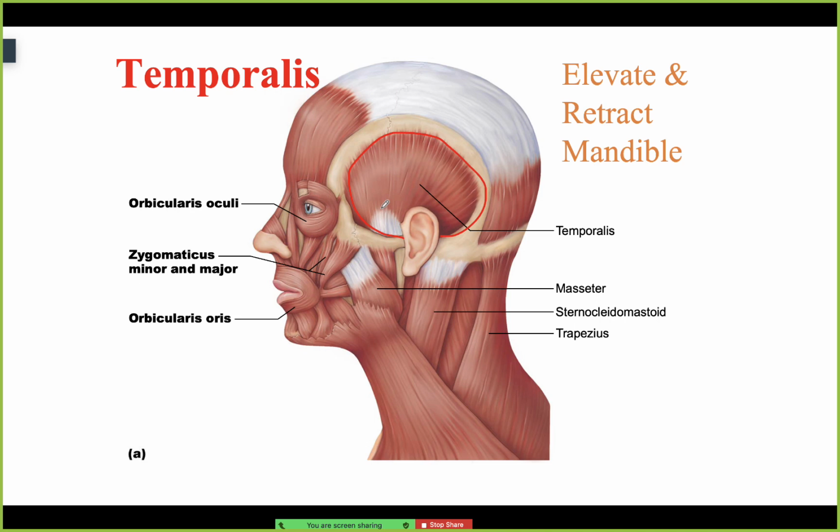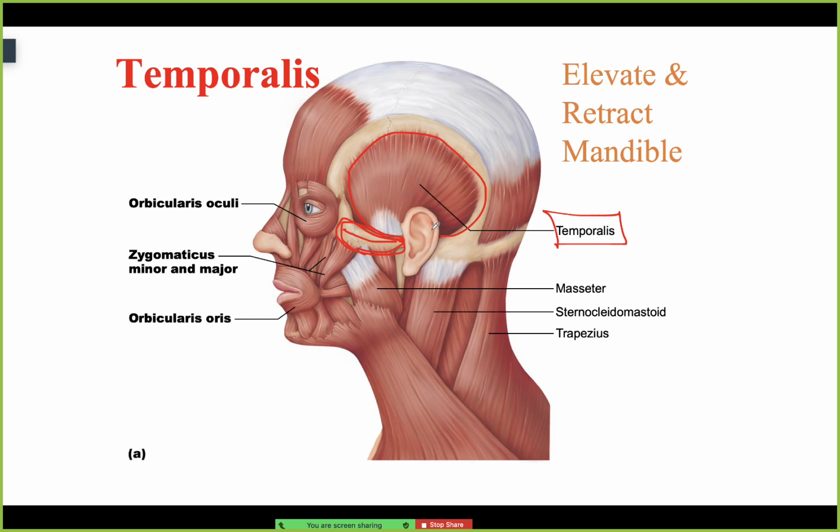I want you to notice that it does have attachments on that zygomatic bone as well. The zygomatic bone, by the way, will always be an origin and not an insertion, because this bone literally doesn't have the function to move. It doesn't even have the ability. It's connected to your skull, and we know that the skull does not have any moving joints in it. So that is the temporalis. I did not give you origin and insertion for this, so don't worry about knowing it.